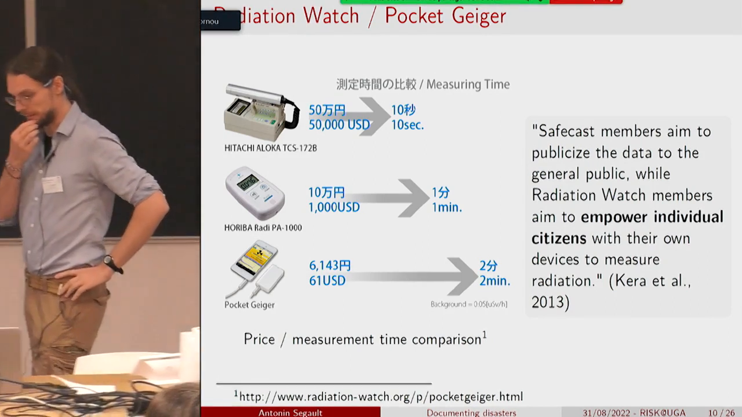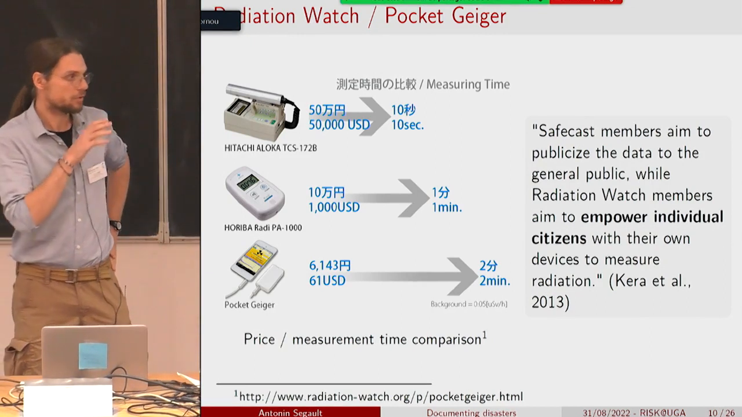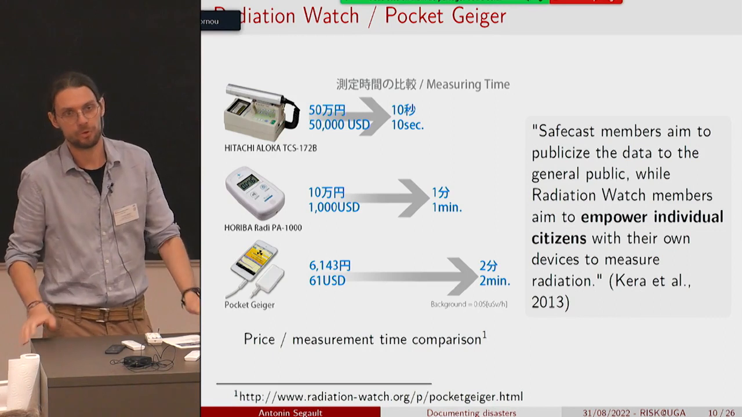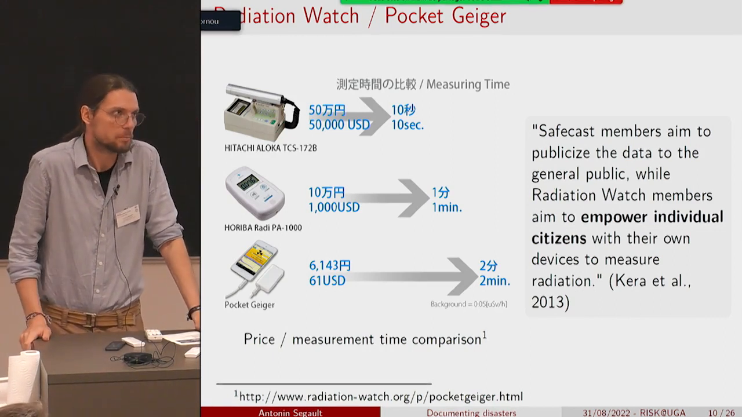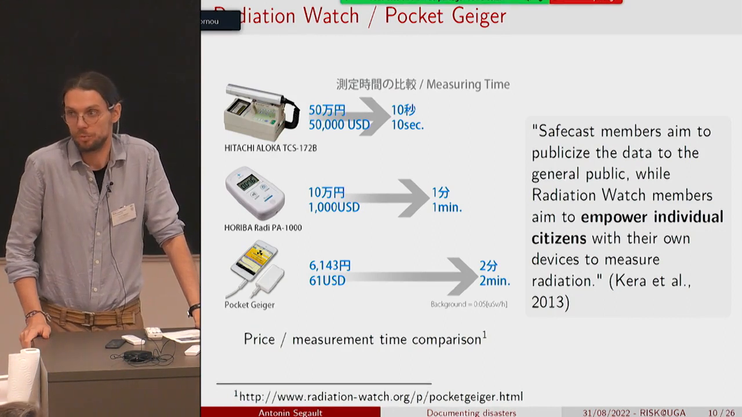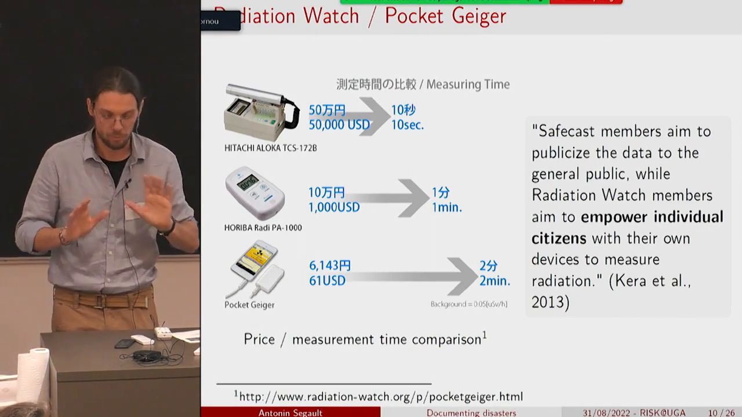And so the goal is very different. Here, it's not about having high precision data, because this device is a bit less precise than a Geiger counter. Not that bad, but not very precise. And to measure, it takes a bit long time. You have to set it and wait.